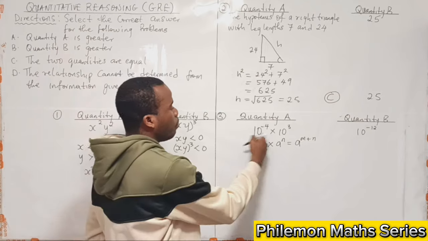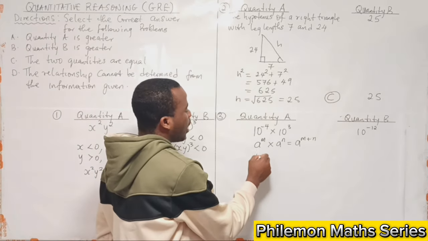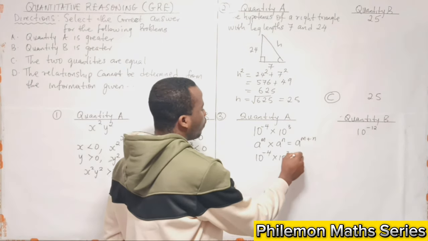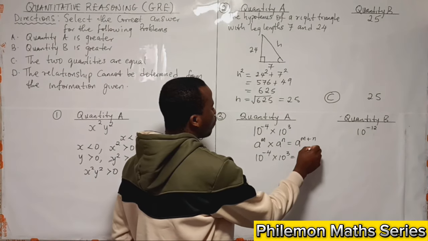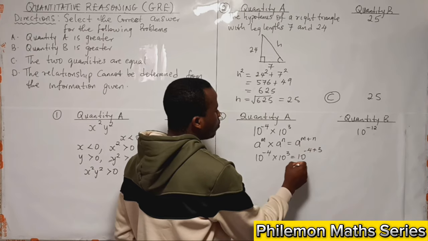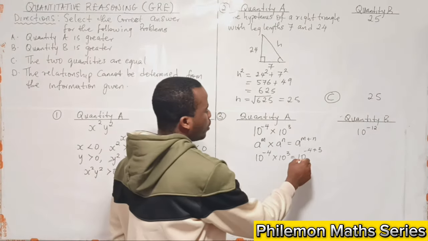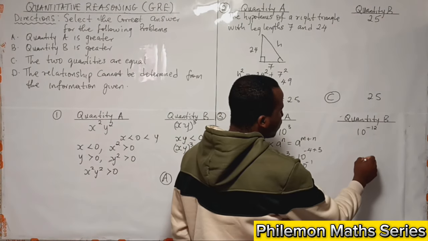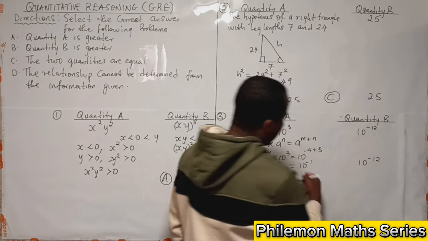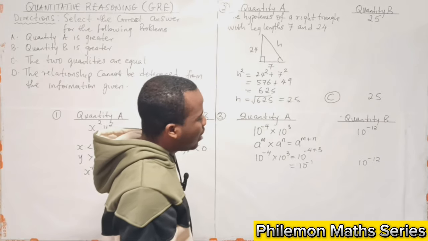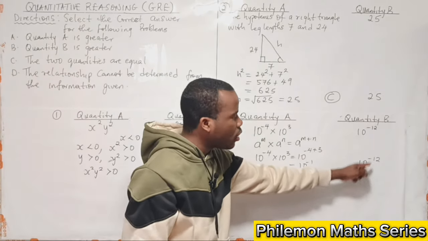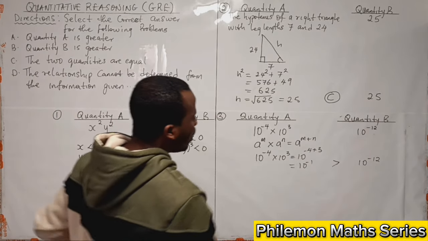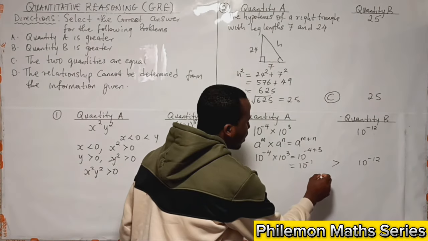So since both have the same base, 10 to the power minus 4 times 10 to the power 3 will give 10 to the power minus 4 plus 3. And minus 4 plus 3 is minus 1. And quantity B is 10 to the power minus 12. 10 to the power minus 1 is always greater than 10 to the power minus 12. So in this case, quantity A is greater, and so the answer is A.